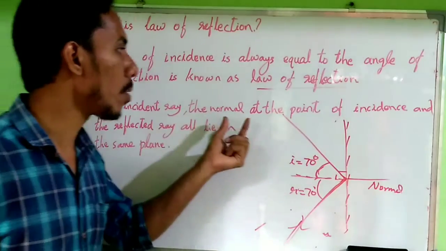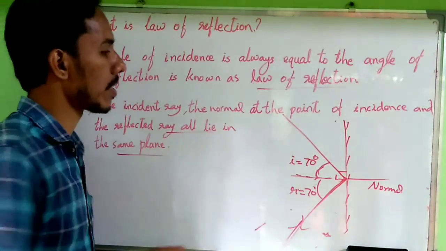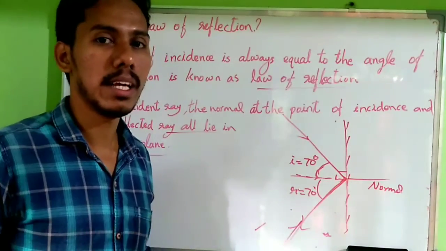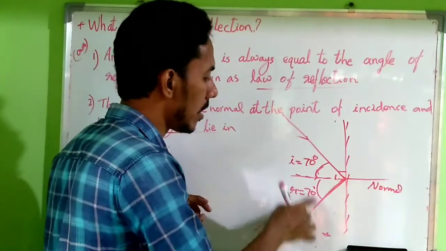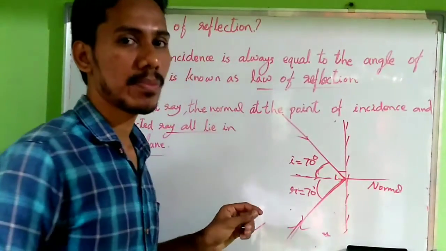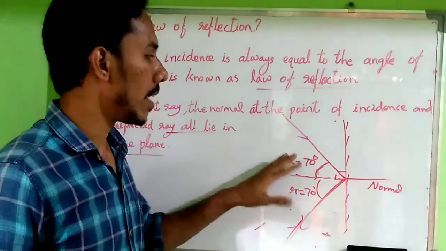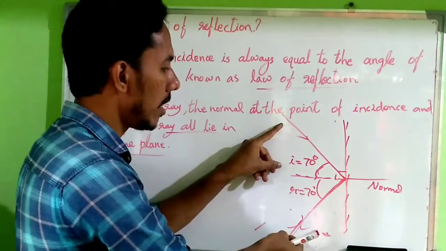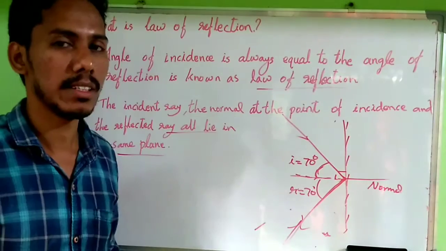Then what is the second law? The incident ray, the normal at the point of incidence, and the reflected ray lie in the same plane. These three, the incident ray, the reflected ray, and the normal, should lie in the same plane. In this figure, this line and this line are on a board, that is a plane. We cannot draw the incident ray here and the reflected ray in another direction. Three-dimensionally we cannot draw it; it is not possible. That is the second law.